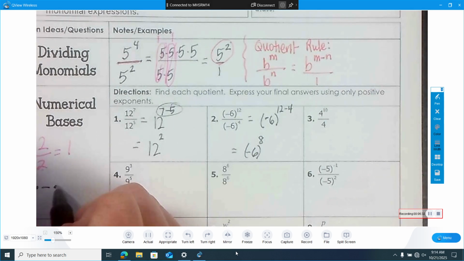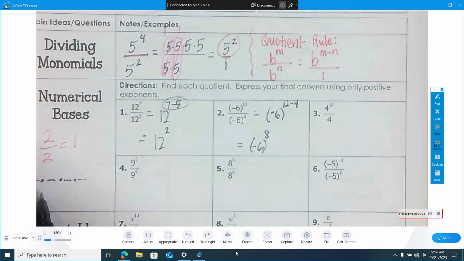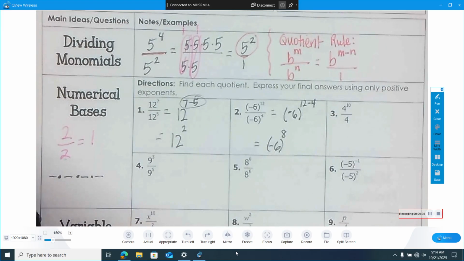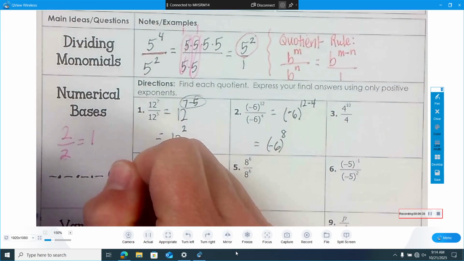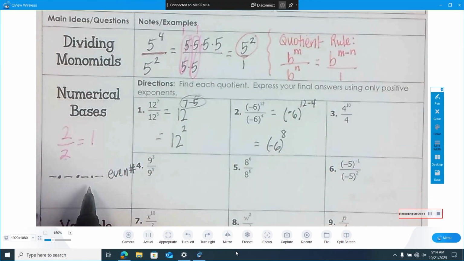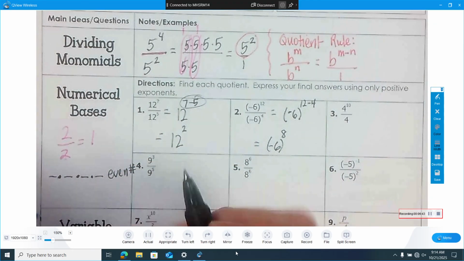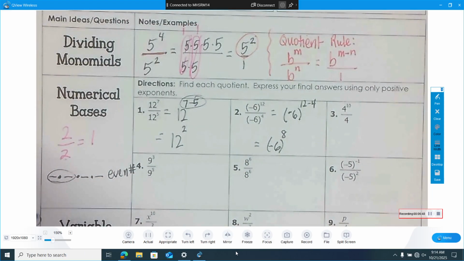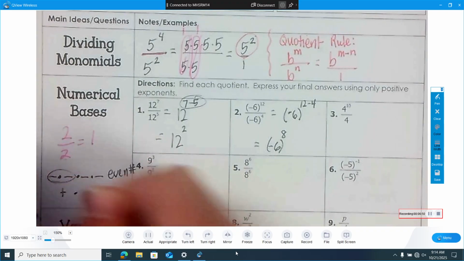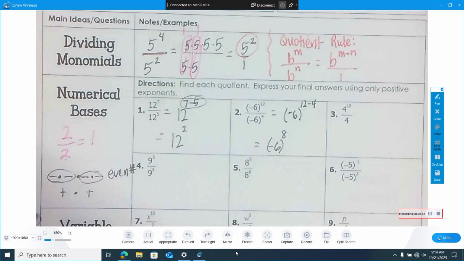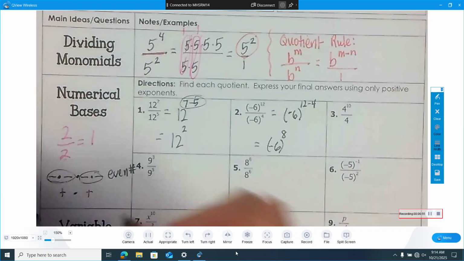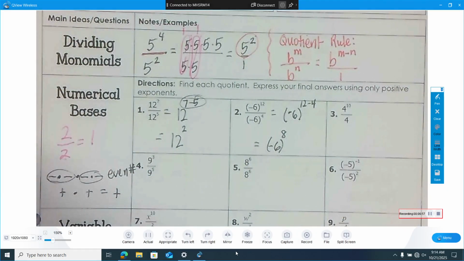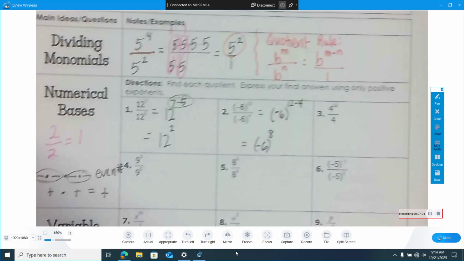Negative times negative times negative times negative. If I have 4 negatives, if I have an even number of negatives, what's my result going to be? Two negatives make what? A positive, okay. And then another 2 negatives make a positive. And positive times positive is still going to equal a positive. If you have an even number of negatives, we're going to get a positive result. Always, always, okay? So keep that in mind. That was just a little test here.